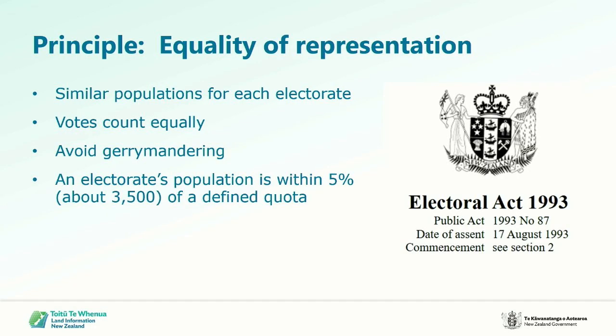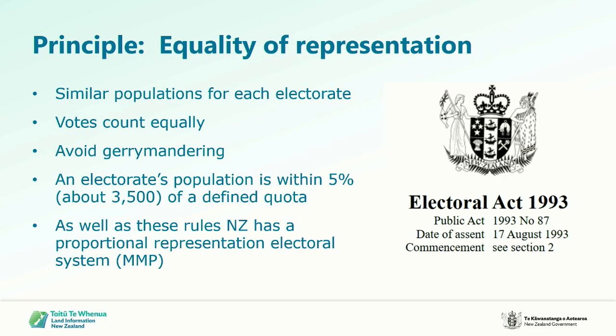And there's this quite strict plus or minus 5% of a quota, so that's about 3,500 people for each electorate. You've got to be within that tolerance. And just on top of all that, New Zealand's got MMP, which is a proportional representation system, so pretty balanced setup really.